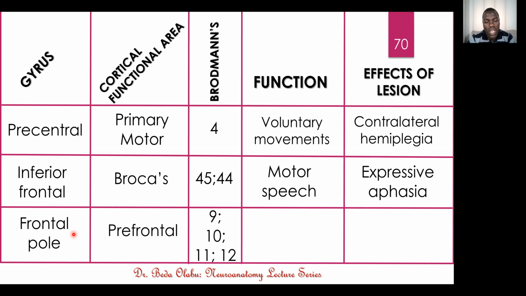The frontal pole houses a cortical region that we prefer calling the prefrontal cortex. We call it prefrontal cortex because it's the most anterior part of the frontal lobe. The prefrontal cortex houses Brodmann's area number 9, 10, 11, and 12. The prefrontal cortex is important as a higher cognitive function center. It's a center for higher cognitive functions.